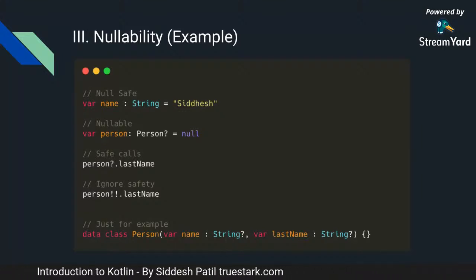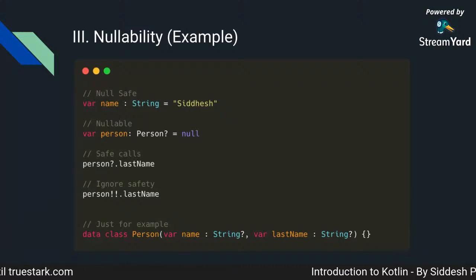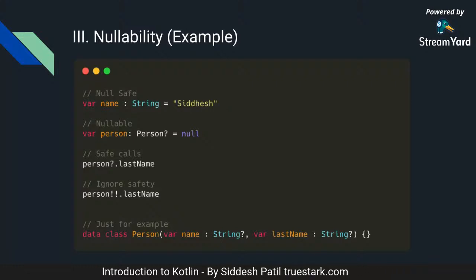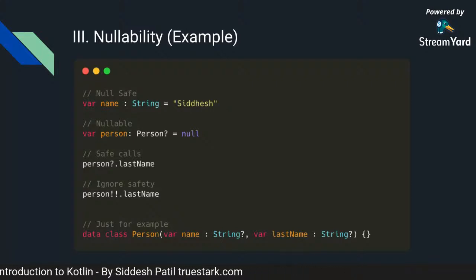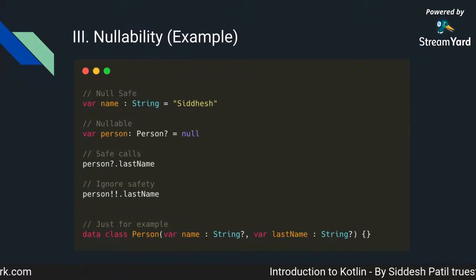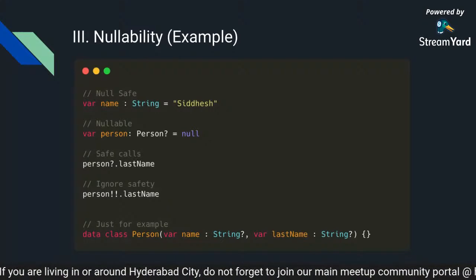So if you look at example number 3 over here, where I've mentioned safe calls, then we are putting a question mark in front of it. So what does that mean? This is what we call a safe call in Kotlin. Even if a value is nullable, that means it can have a null value, and you want to use it somewhere, what happens? Definitely you could get a null pointer exception if it was Java.